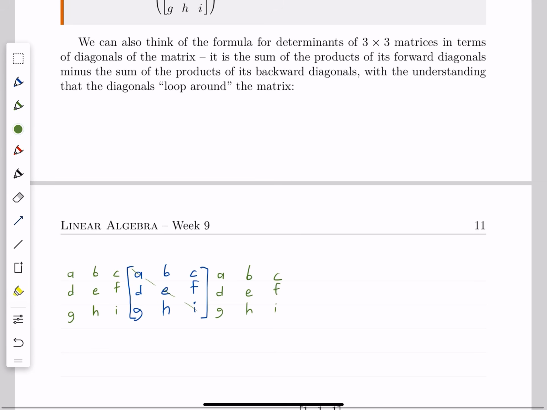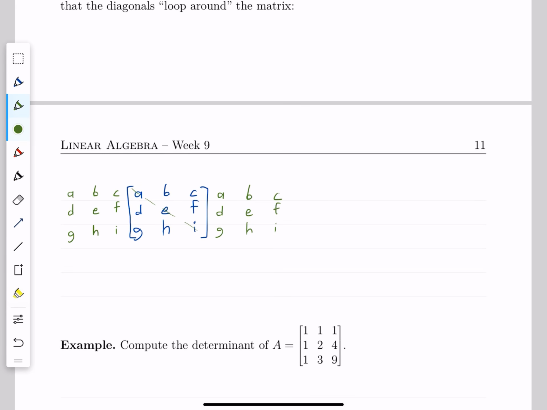All right, so the way this formula works is you take the forward and backward diagonals starting at each of the different top entries in the matrix. Okay, so I've already drawn on here one of the diagonals, the forward diagonal starting at A. If you just multiply together the 3 entries on that forward diagonal, you get A, E, I. I'm going to do that term in green. You get A, E, I.